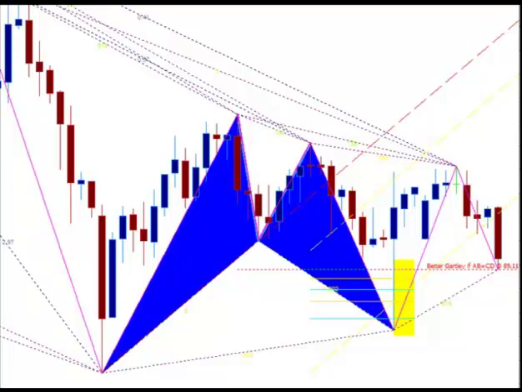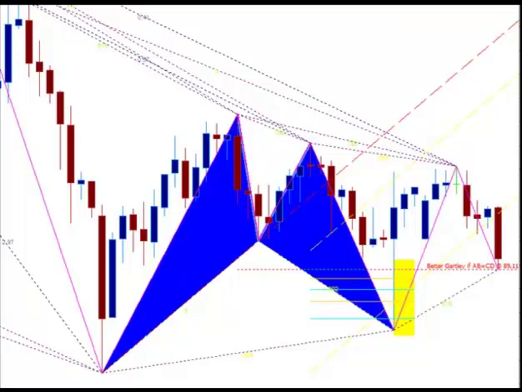Hello and welcome back. We're going to talk today about the AB equals CD pattern, because this is sometimes within the structure of different types of harmonic patterns. When you see this particular pattern, it helps you determine if the structure is strong or not, and it can help give you that probability to weight your trades.